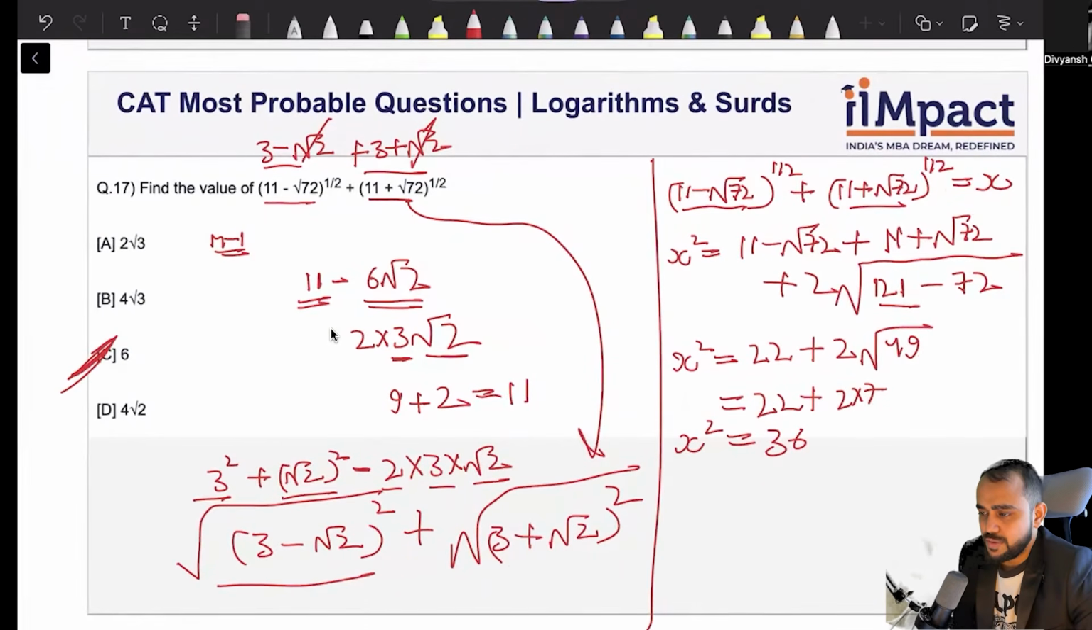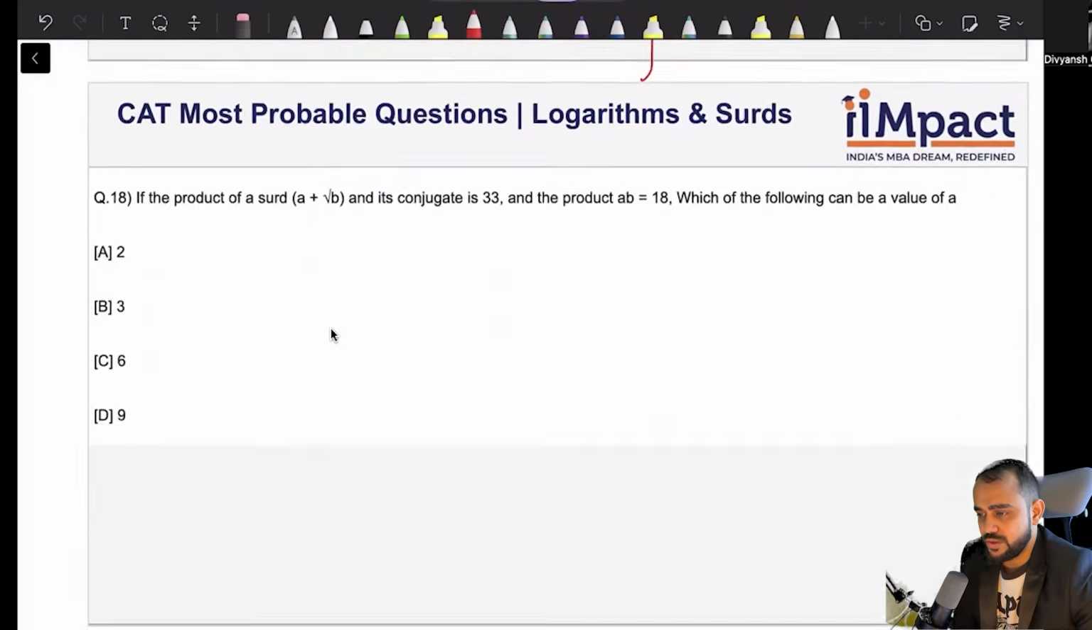Doesn't matter which method strikes you first. This is no brainer. You just assume it as x and then square it. You will get your answer without any hiccup. This is sometimes faster. All right, let's proceed to the next question.